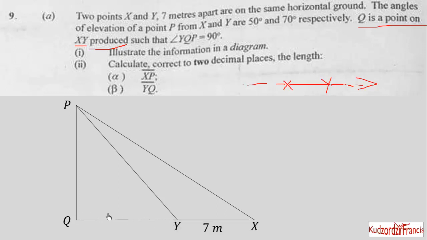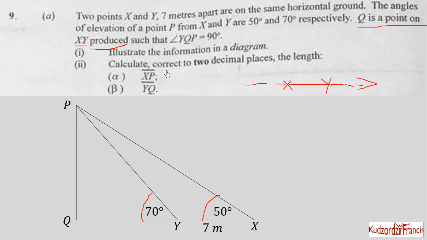We produce XY to get the Q. So Q cannot be the other side of X. Q can only be at this side and cannot be between X and Y. Hence the question is specific. So this is a diagram, and we know the angles are this: 70 degrees must be closer and 50 degrees must be further, because the closer you are, the larger the angle of elevation. Now, we are done with the first part of the question.